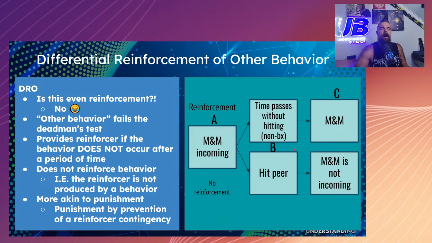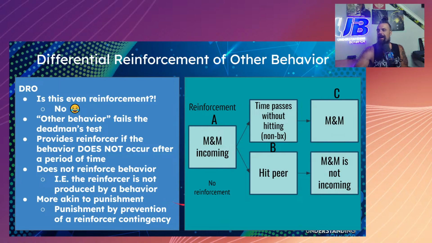Yeah, a lot of people don't quite get this analysis of seeing a DRO as a punishment procedure. Honestly, it's not technically on the exam. I doubt they're gonna test you on this, but I think it is important to know the actual analysis. And again, we're not reinforcing other behavior because that explanation fails the dead man's test. So this is the most accurate way to look at it, it's called a punishment by prevention of a reinforcer contingency. And when you're using it with your clients, they'll feel it like a punishment procedure as well, because it is.